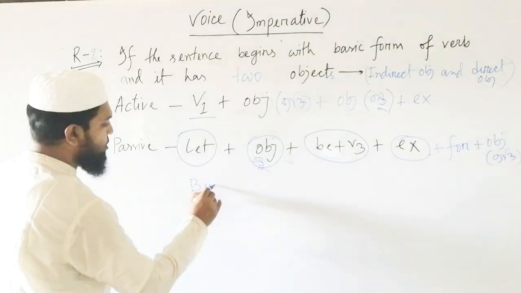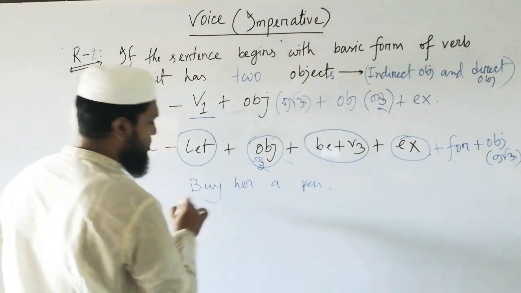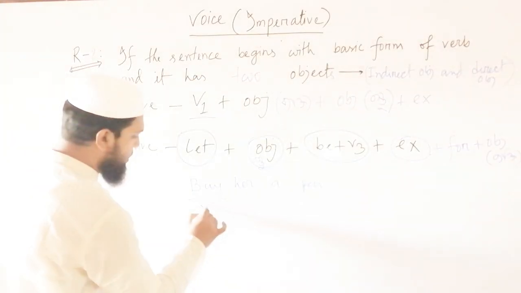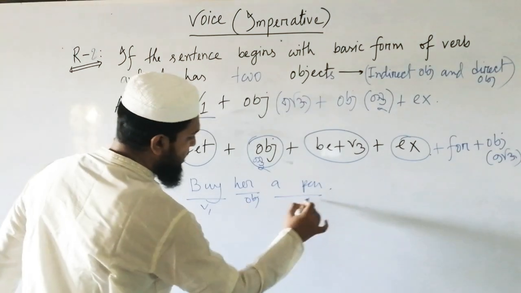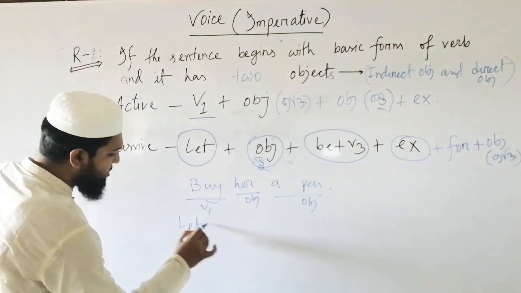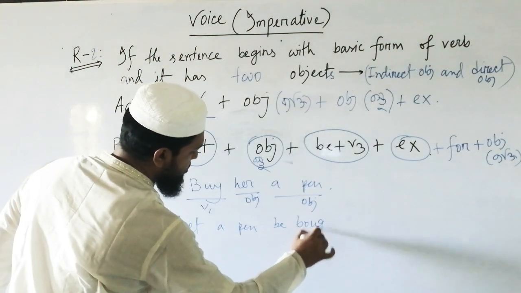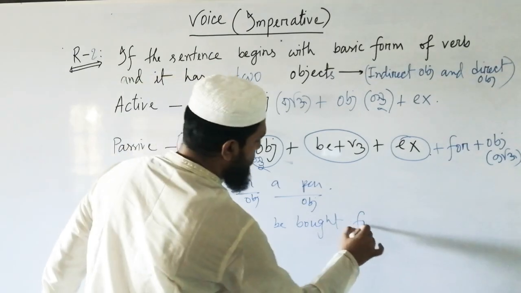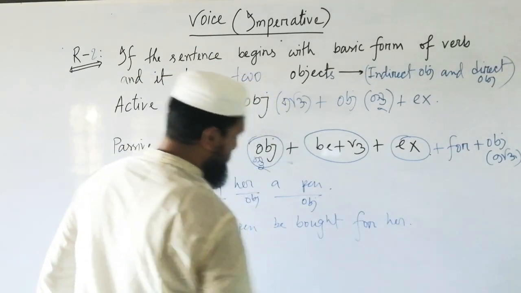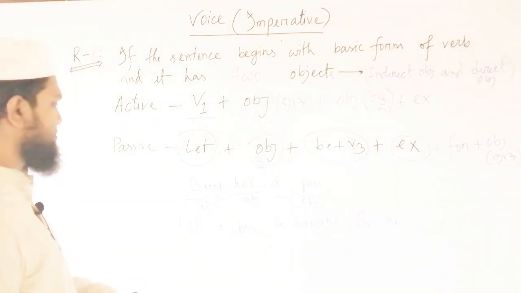Buy her a pen. At first divide the sentence: verb 1, object, and object 2. Okay, and then let a pen be bought for her. Okay, do you understand? Okay.